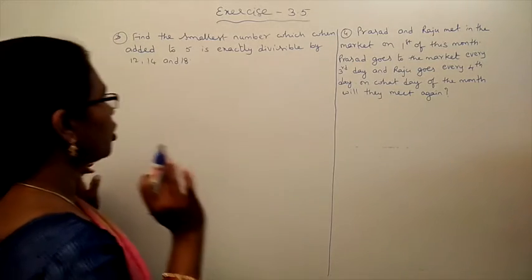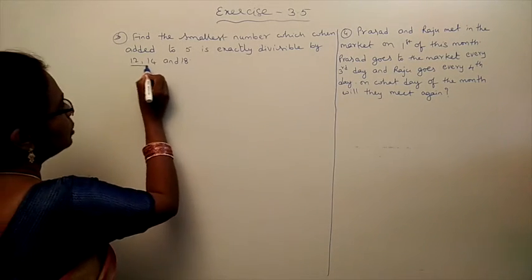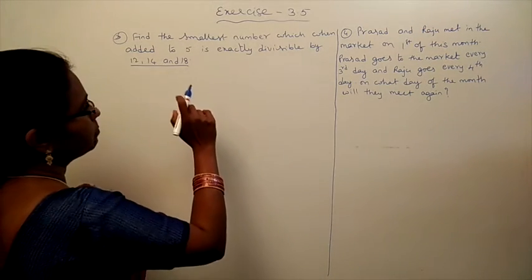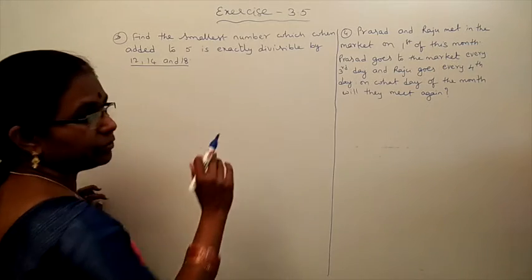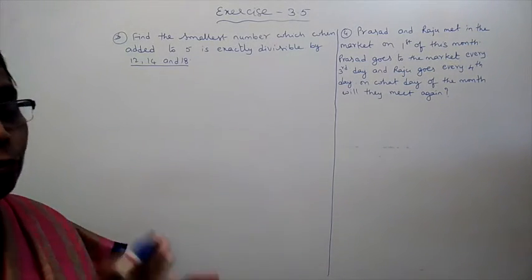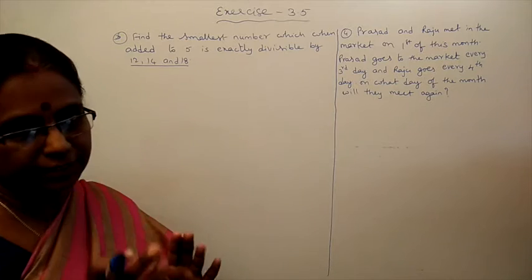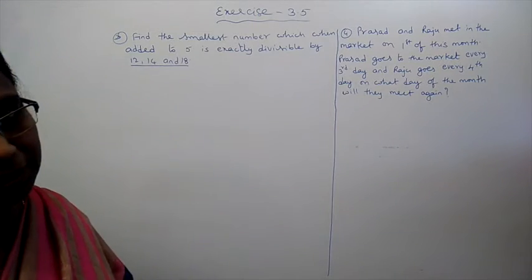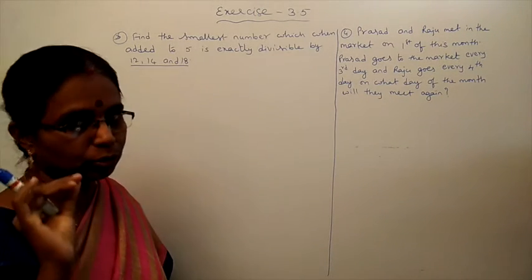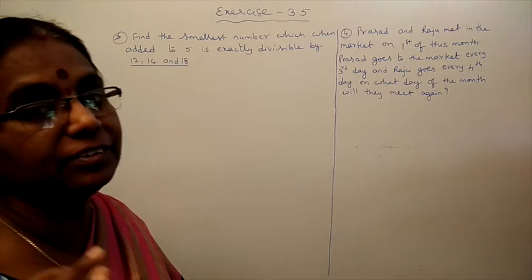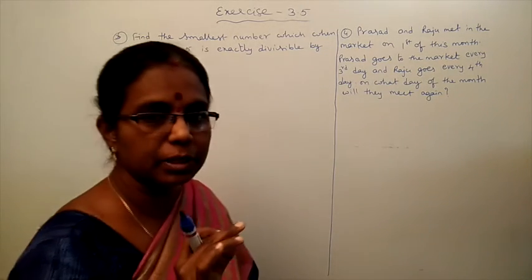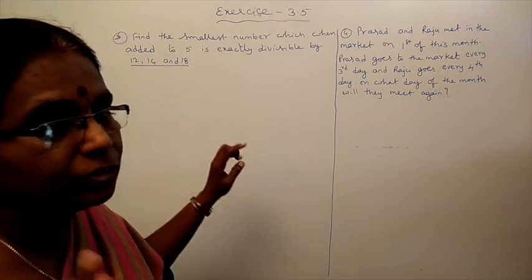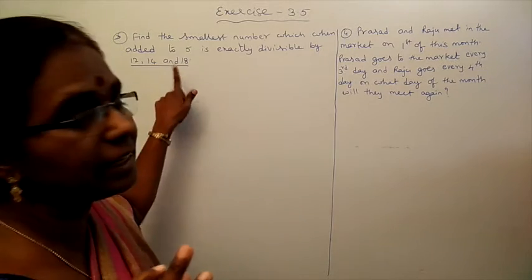That means one smallest number which is divisible by 3 numbers means the remainder must be 0. That number we have to find out. Which number, if you add to 5, you will get an exactly divisible number by 12, 14, 18.